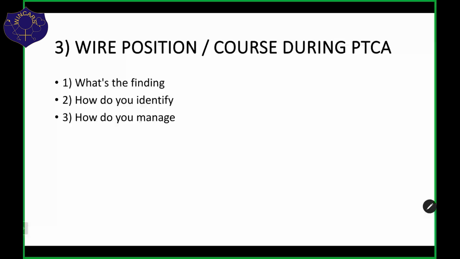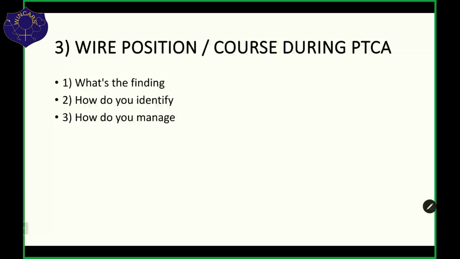So the finding here is false entry of the wire into the false lumen. How we identify this is, number one, when we torque the wire inside the vessel, if the tip movement is restricted compared to what we observed during the initial phases of the wire advancement, that means the wire is in a place where there is no movement. Most probably it is in the subintimal plane.